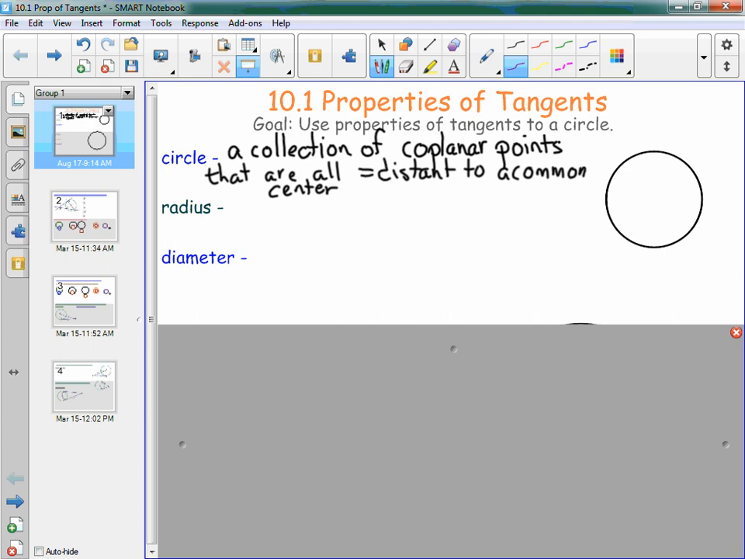Our next term is radius. It is a segment from the center to any point on the circle.